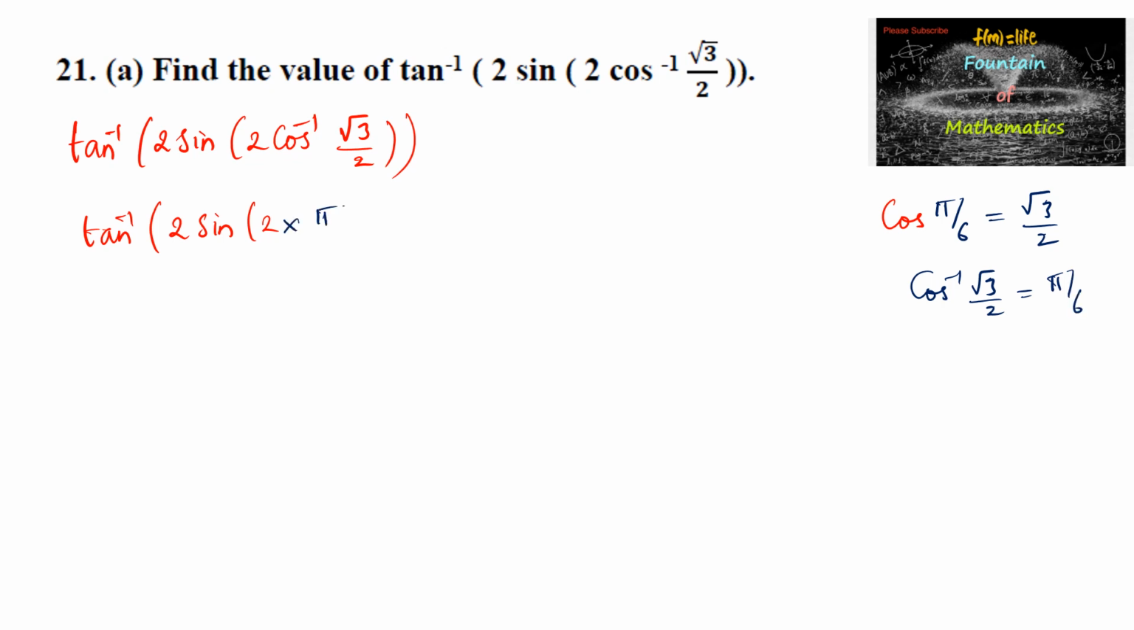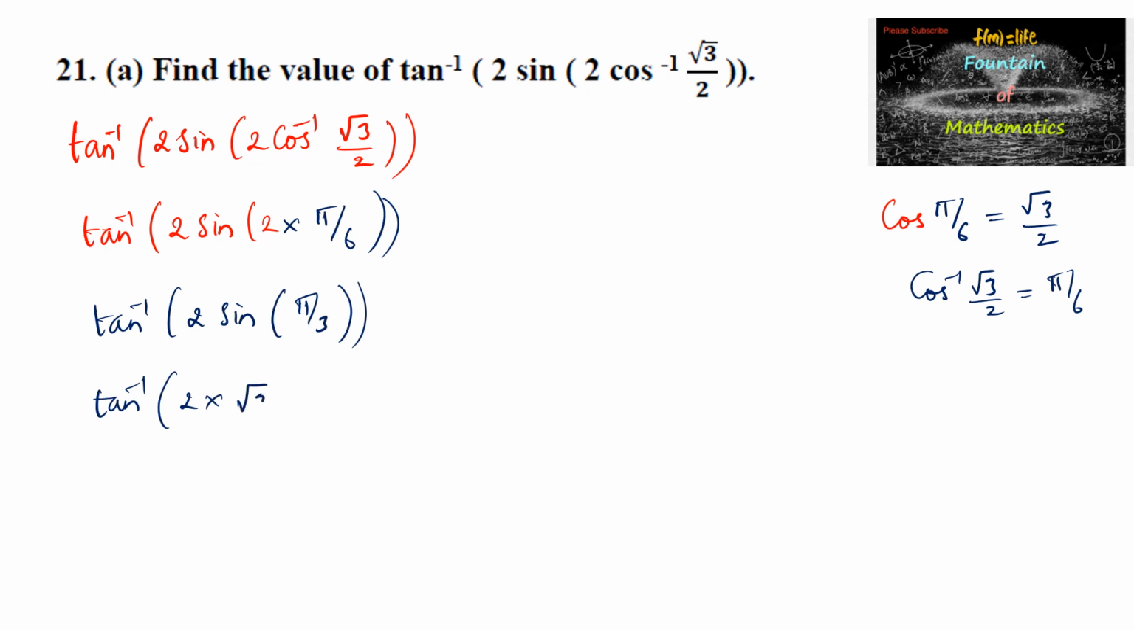So we can write 2 into pi by 6, which is equal to tan inverse of 2 sine of pi by 3. And we know sine pi by 3 value is root 3 by 2. So here the 2 gets cancelled. So tan inverse of root 3. And we know that tan pi by 3 is equal to root 3.